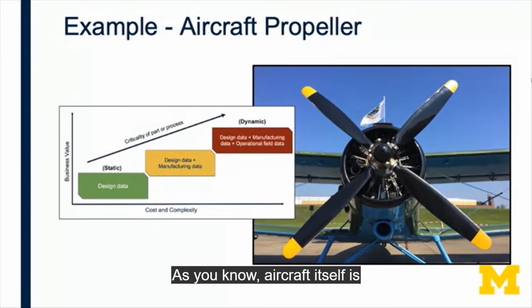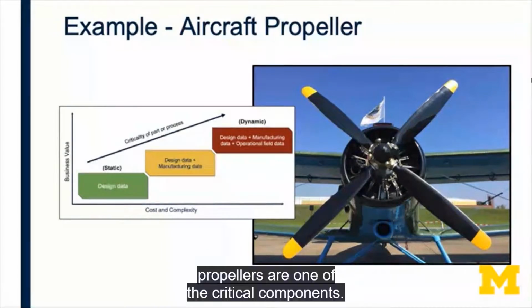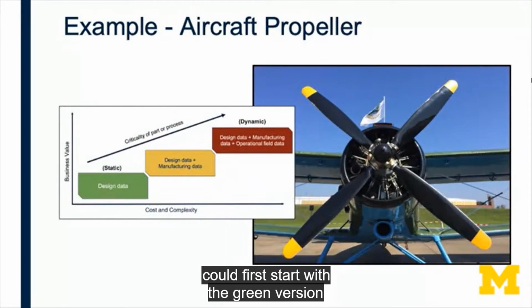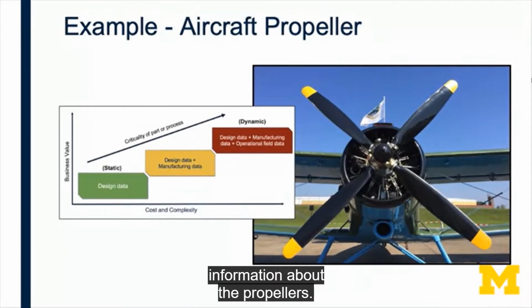Let's now understand the same chart with a different example in the context of an aircraft propeller. Now, as you know, an aircraft itself is a very expensive product, and propellers are one of the critical components. I'm just taking this example to explain that you could first start with the green version of the propeller digital twin. You will just have the design information about the propellers, right?